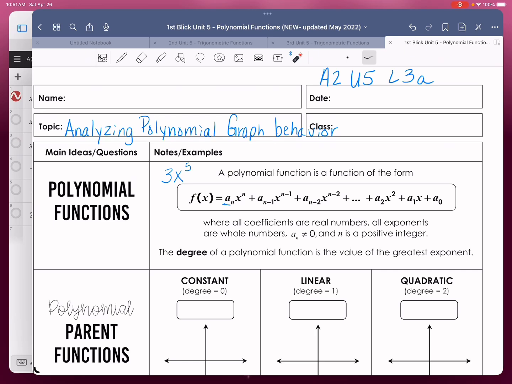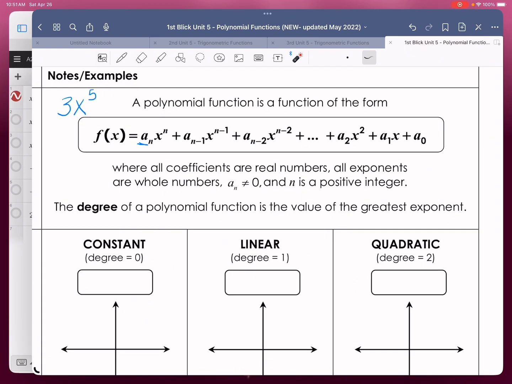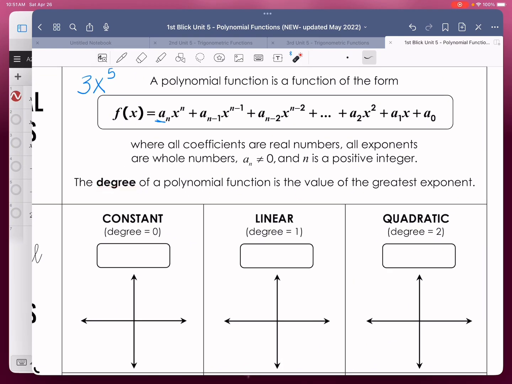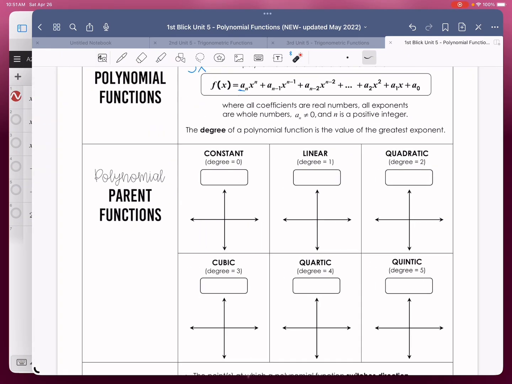All right, all coefficients are real numbers, so we're not going to deal with any imaginary numbers. All exponents are whole numbers, so we're not going to deal with any fractional exponents. A to the n is not equal to 0, so that means your first term can't be the 0 term, or there won't be any, and n is a positive integer. So this is setting us up for all nice things. All right, the degree of a polynomial function is the value of its greatest exponent. We've already talked about that, so let's keep that in mind.